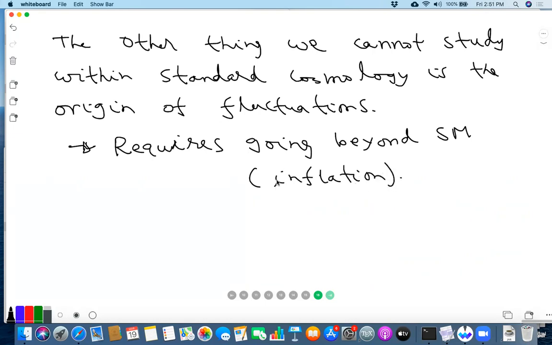So the rest of the course will be based on physics beyond the standard model, because the standard model doesn't give us inflation, at least not in an obvious way, nor does it explain the origin of the non-zero baryon number and the origin of dark matter. So I think I'll stop here today and then we'll continue next time with beyond the standard model physics.